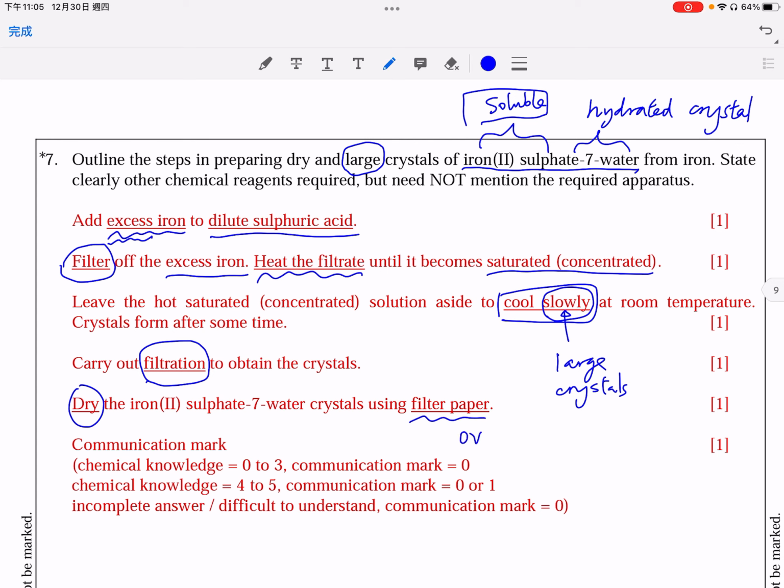Make sure you know that oven is not good here, not recommended, because the high temperature in the oven may allow the decomposition of the iron 2 sulfate 7 water to occur. For example, the water of crystallization may be removed, or even, let me tell you, the iron 2 sulfate is actually not quite stable at high temperature. Of course, this is beyond the scope of DSE chemistry syllabus.